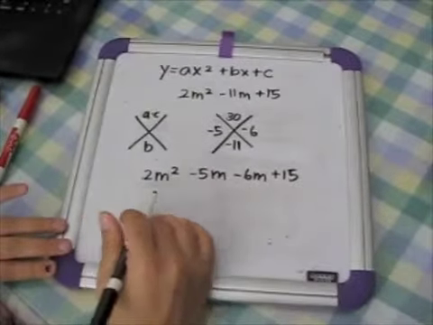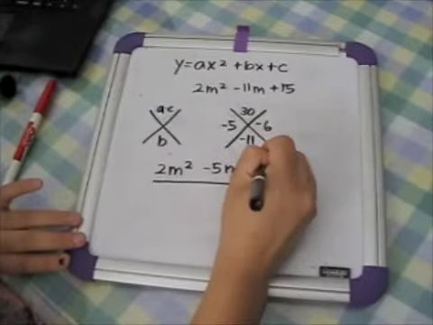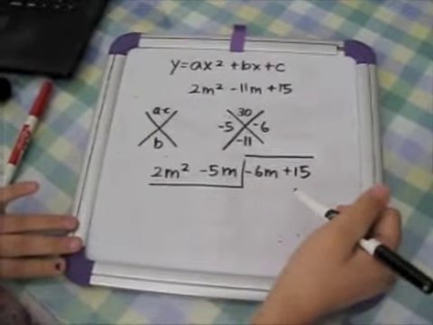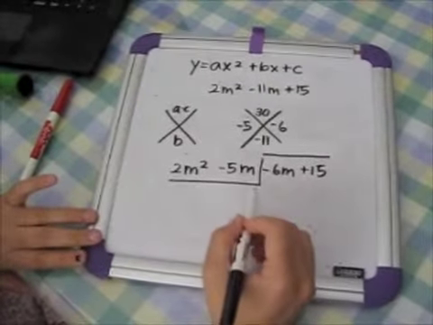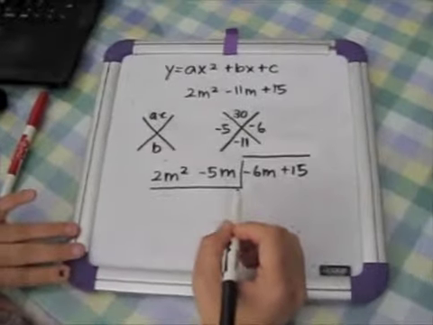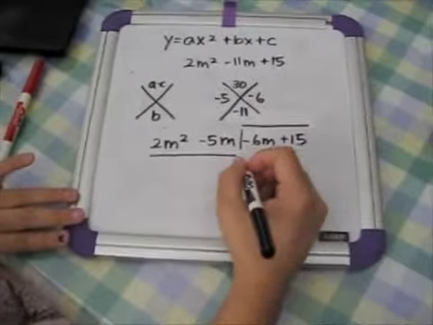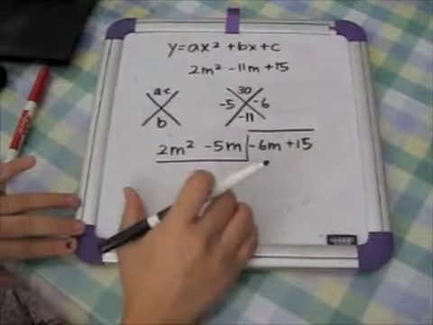Now, once you have your equation set up, we will draw a ladder, separating the function into two parts. Make sure you draw the line before the sign of the second linear term. So in this case, draw a line before negative 6m. Once you have done this, you will factor out each part.